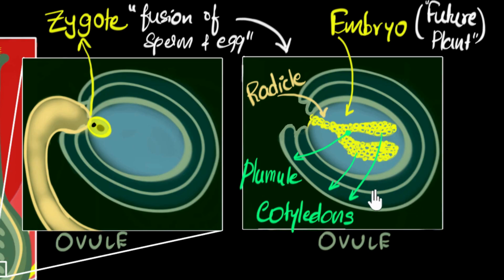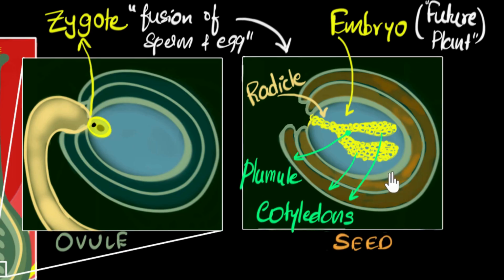And a lot of other changes happen as well. For example, the outer wall starts to become a little hard. And now we no longer have an ovule. We are going to call this a seed. So the fertilized ovule has now finally got converted into a seed. Great. But what happens to the flower?